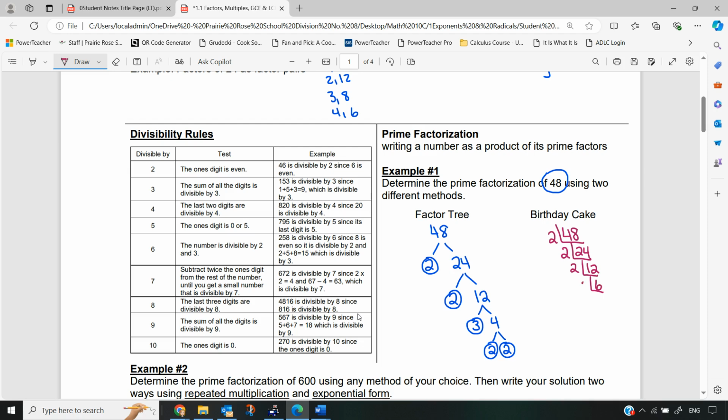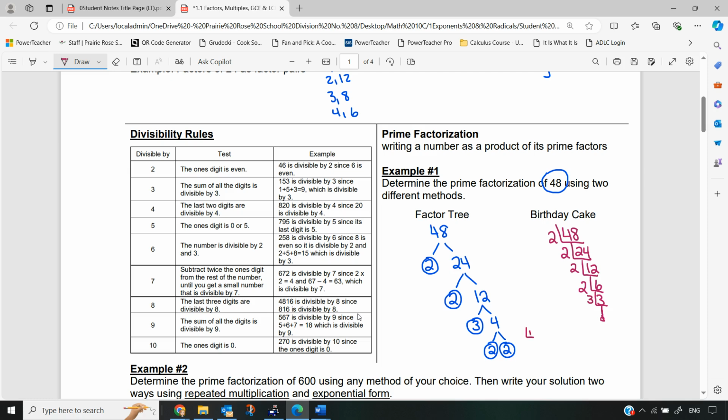6 again is even, divide by 2 is 3. Well, 3 divided by 3 is 1. So I keep creating these layers of my cake until I get down to the little birthday candle at the bottom. And so my prime factorization for 48, again, is 2 times 2 times 2 times 2 times 3.